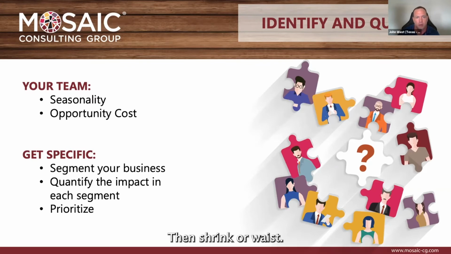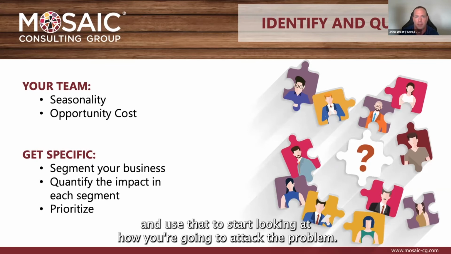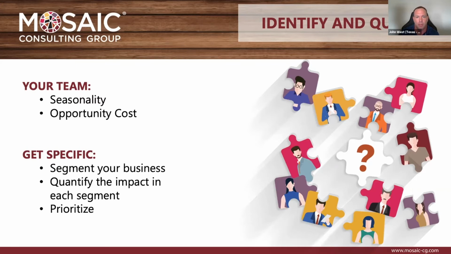Then shrink or waste, right? That's up 5%. You're down 5 staff. Create that loose relationship, 1% per head count, and use that to start looking at how you can attack the problem. Then you can break that down even further.